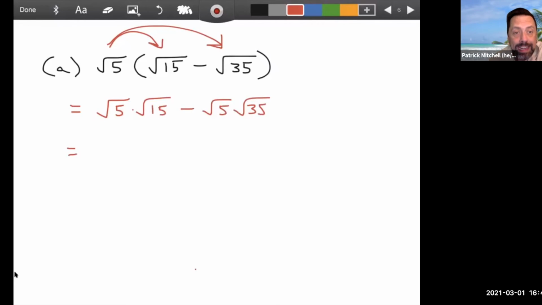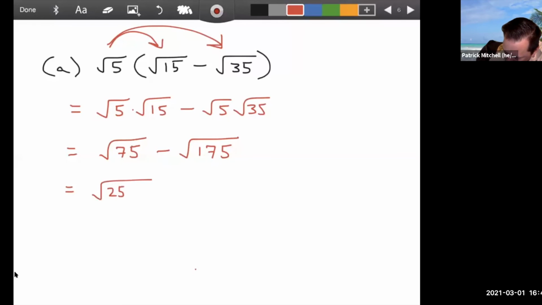5 times 15 is 75, so this is the square root of 75. And 5 times 35 is 175. So now something interesting happens. I started with radicals that were already in simplest form: square root of 5, square root of 15, square root of 35. I ended up with two radicals that can be simplified, because 75 has a perfect square factor of 25. And so does 175, right? It has a perfect square factor of 25.